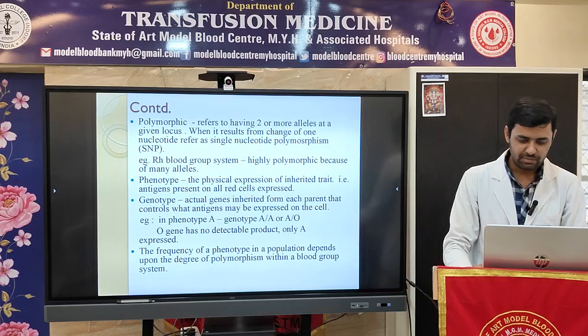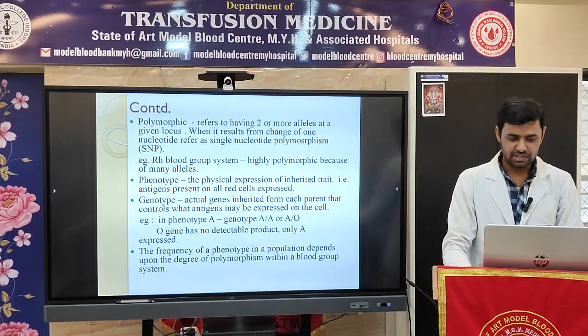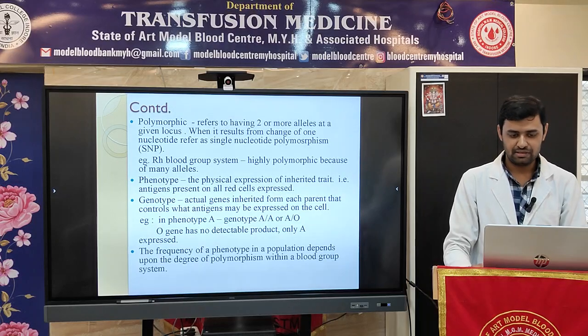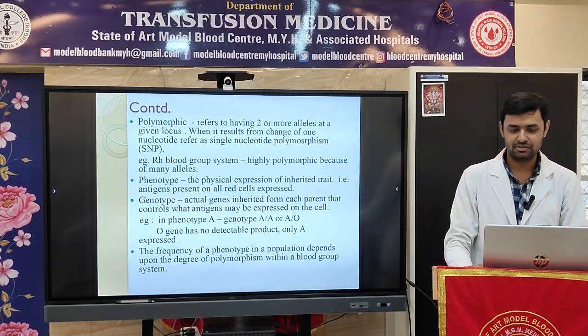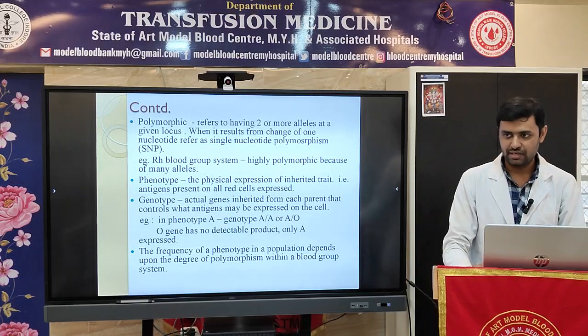The frequency of phenotype in a population depends upon degree of polymorphism within a blood group system. For example, Rh blood group is highly polymorphic. It has around 61 alleles, antigens of it.